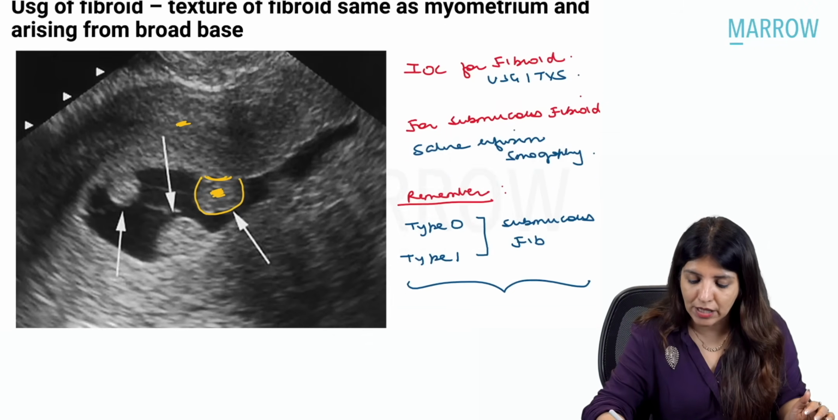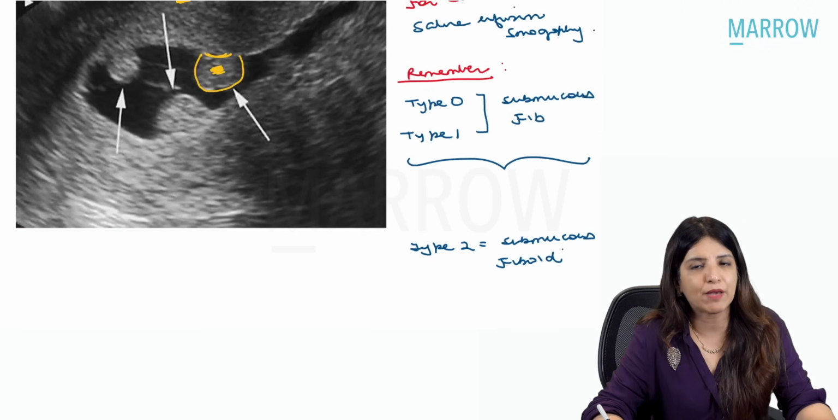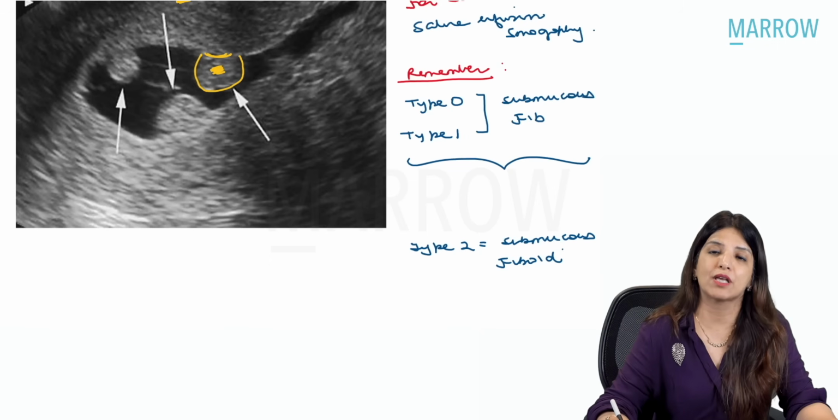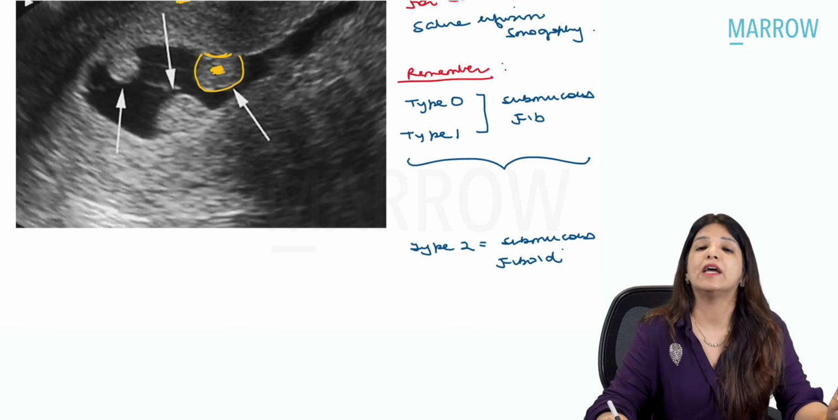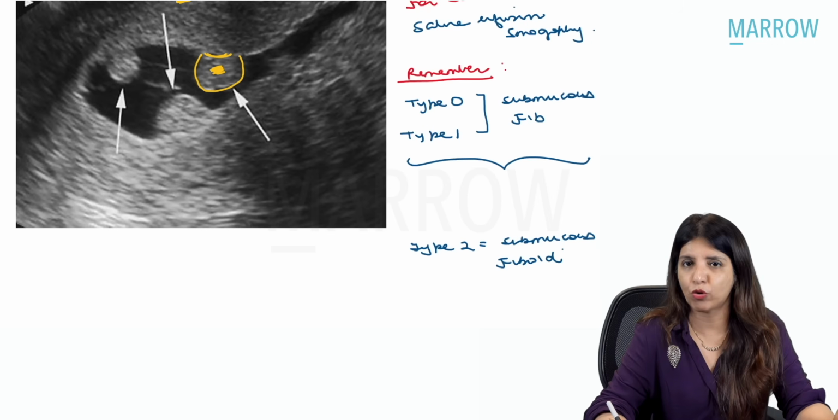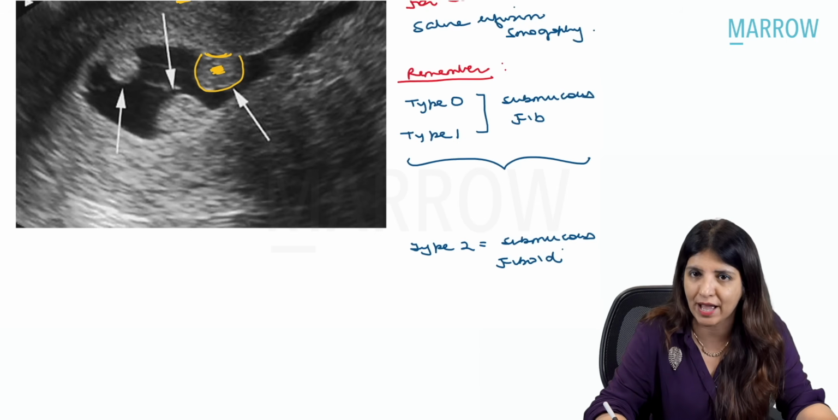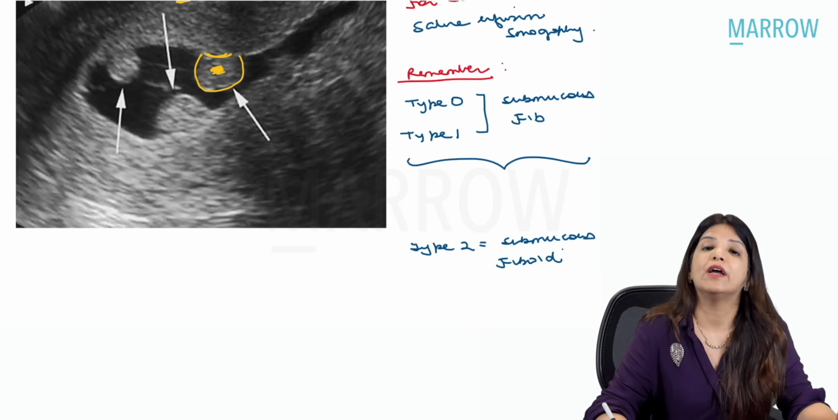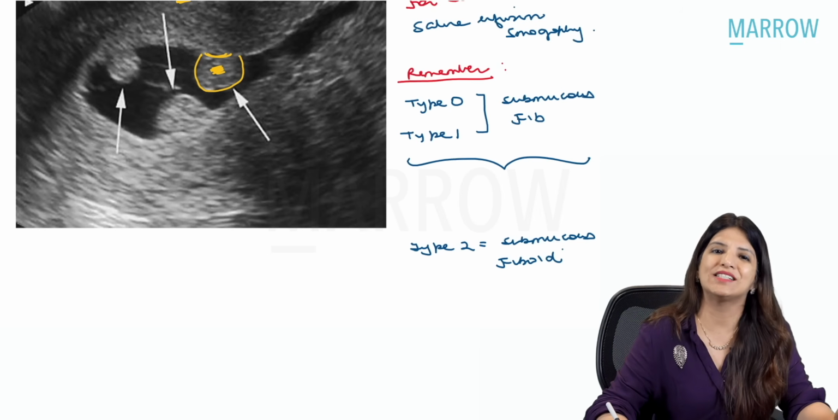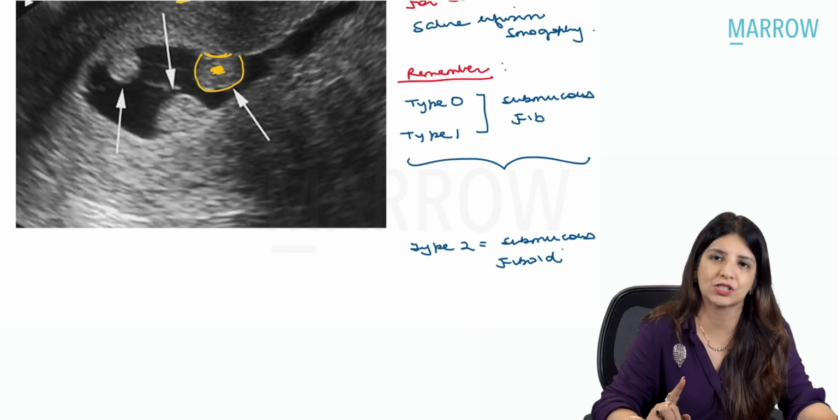Now, a submucous fibroid can be type 0 or type 1 or type 2. What is a type 0 submucous fibroid? A submucous fibroid which is found completely inside the uterine cavity is a type 0 submucous fibroid. What is a type 1 submucous fibroid? A submucous fibroid which is more than 50% inside the uterine cavity and less than 50% inside the myometrium. And what is type 2? It is the opposite of this. If a fibroid is less than 50% inside the cavity and more than 50% inside myometrium, that is type 2.